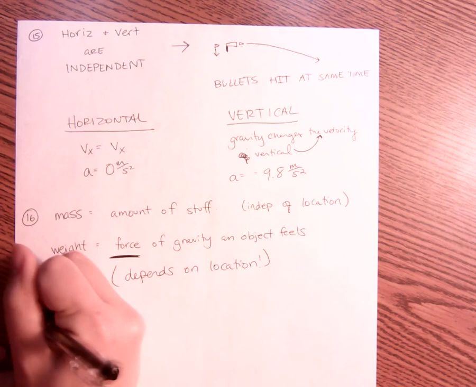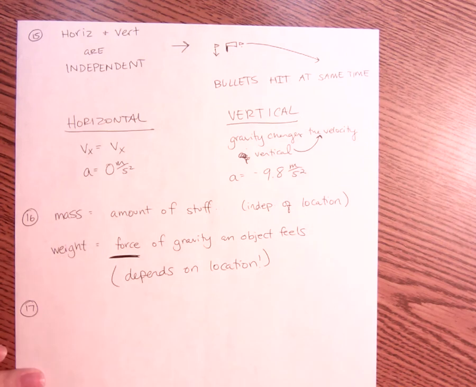Alright, number 17. A 65-kilogram astronaut travels to the moon.